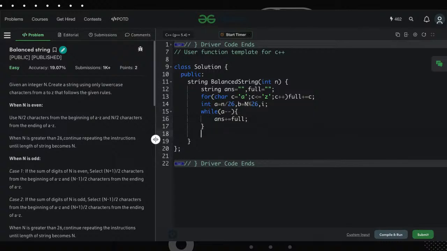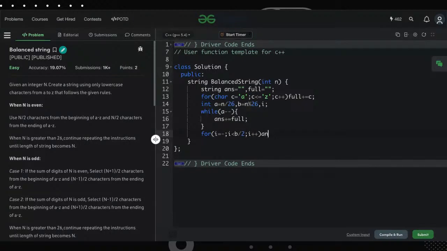Fair enough. Now the first condition, if n is even, what to do if n is even? So we take n by 2 characters from the front. So basically not n by 2, we have the leftover characters to process, that is b by 2. Here n by 2 is replaced by b by 2. So basically this would be just n. Now i is equal to 0, i is less than b divided by 2, and i plus plus.